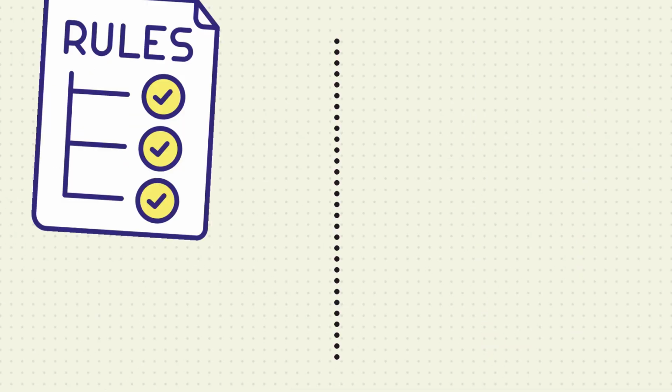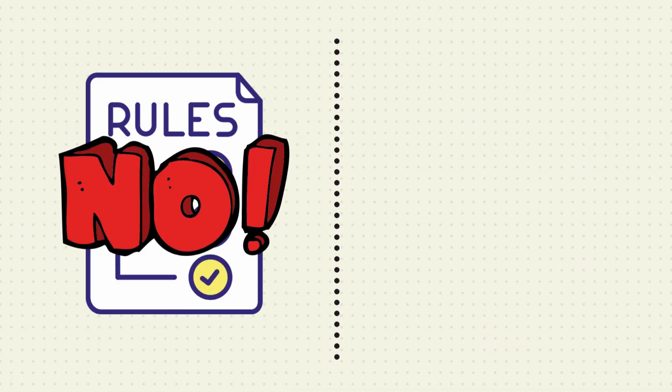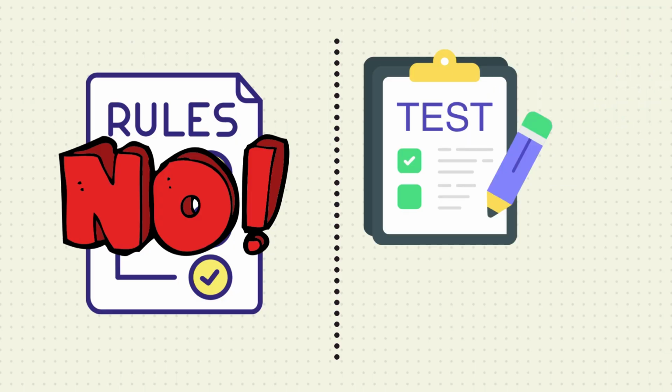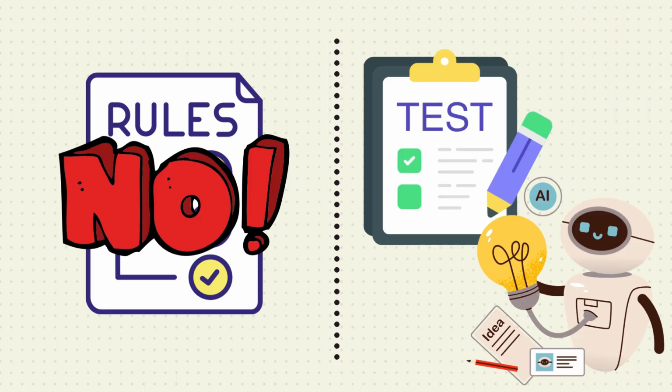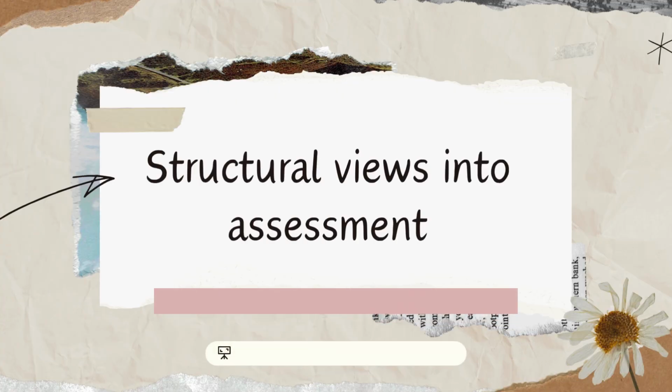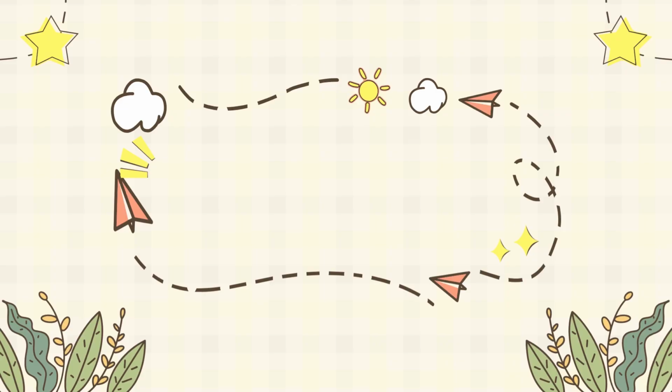The aim is not to control AI use through rules, but to design assessments that remain valid regardless of any AI tool students might use while completing them. Then, it is important to think about how we design assessments.